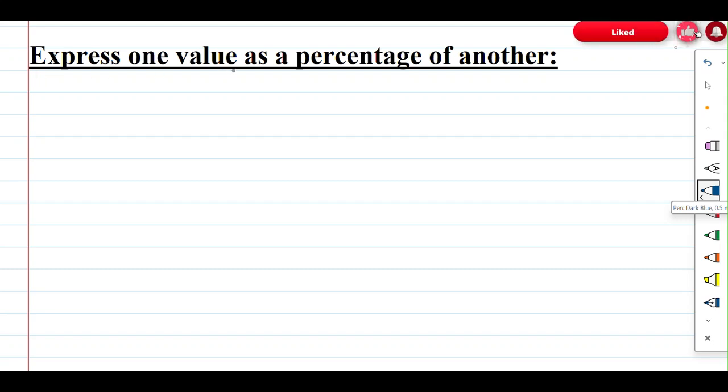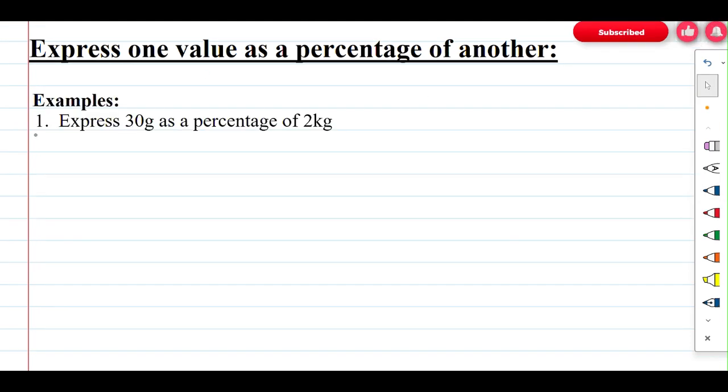Express one value as a percentage of another. Let's understand this concept with the help of a few examples. The first example is: express 30 grams as a percentage of 2 kilograms. This quantity is in grams and this quantity is in kilograms. Here we use the conversion that 1 kilogram is equal to 1000 grams.